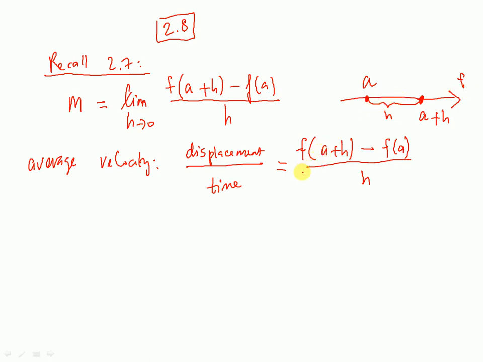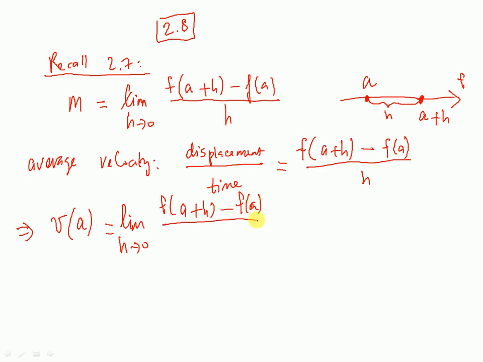point a. Okay, so if we write v(a), the velocity at point a, this is the limit when h goes to 0 of f(a + h) minus f(a) over h. So if you look at this whole quotient here, we are actually finding the velocity at that point a only.